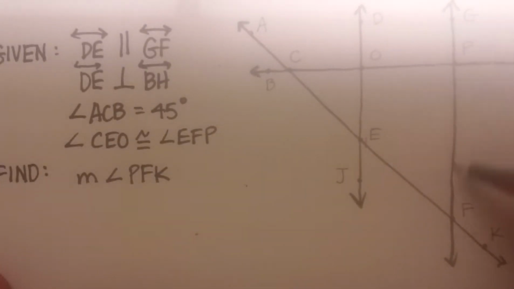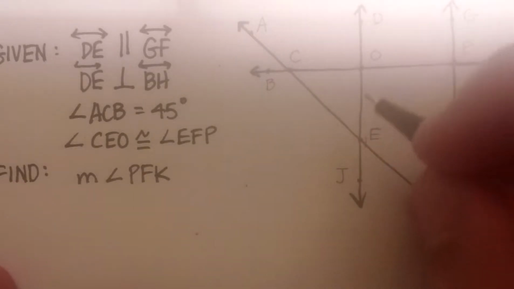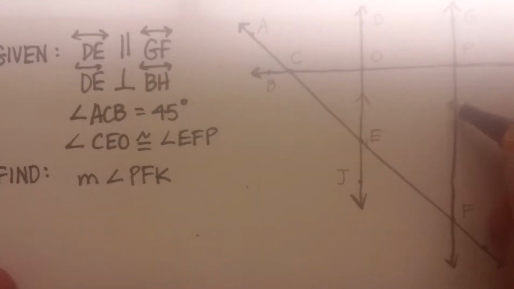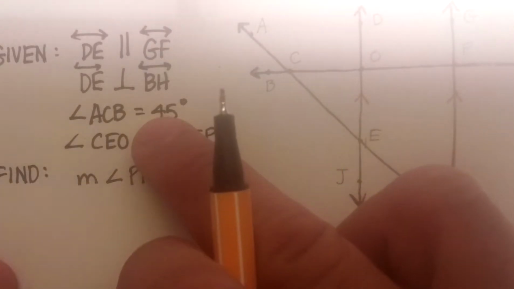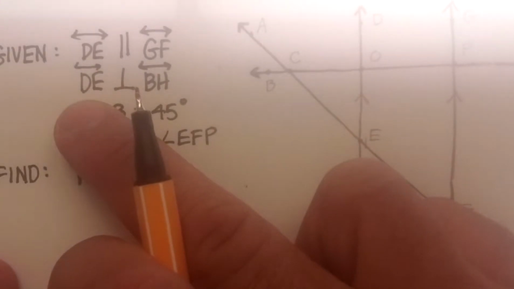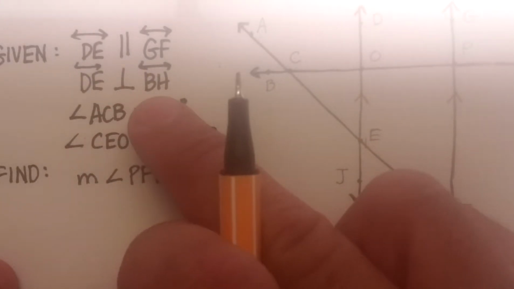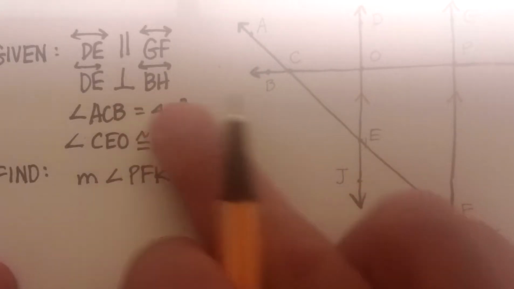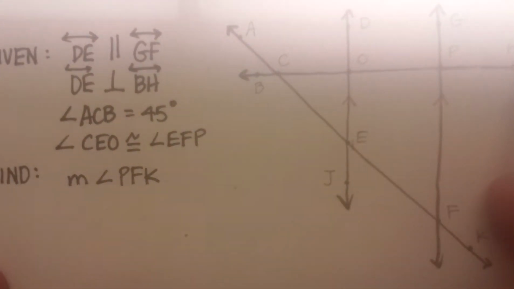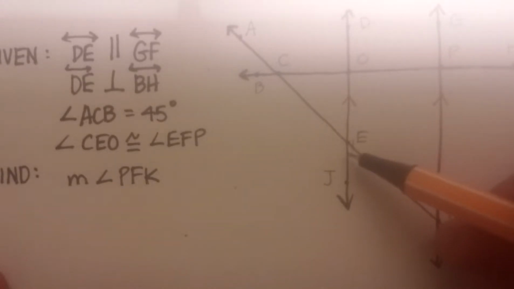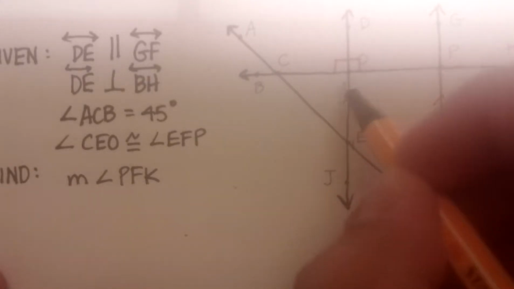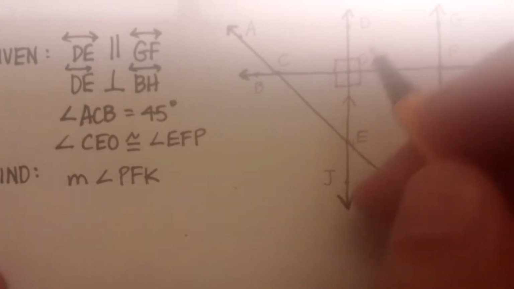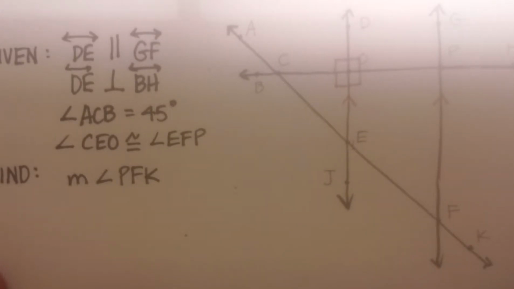And here's line GF. Now, if it's parallel, we know that we can put in these little parallel marks, right? So we're just going to put that in and say that we understand what's going on over here in the given. Now, we also know that line DE is perpendicular to line BH, and this is line BH, and we already said this is line DE. Now, if it's perpendicular, that means we are forming 90-degree angles. So let's go ahead and put all those signs in there for 90 degrees. That's going to help us a little bit, I think.